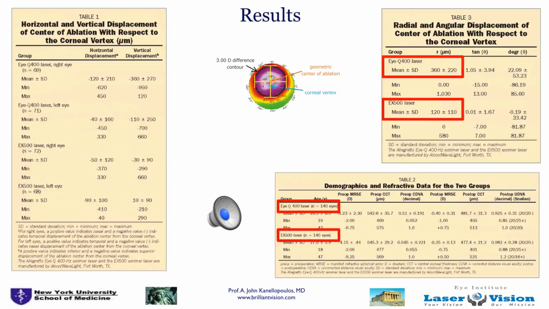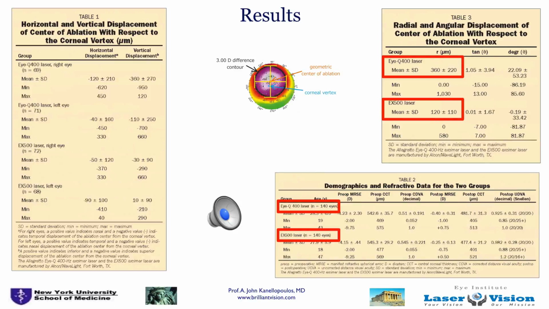So we found that the IQ 400 group had a mean 120 micron horizontal displacement and 360 micron vertical displacement on the right eye, and similar numbers on the left eye, whereas the EX500 laser was much better in both groups, with much smaller numbers, as you can see here on the table on the left.